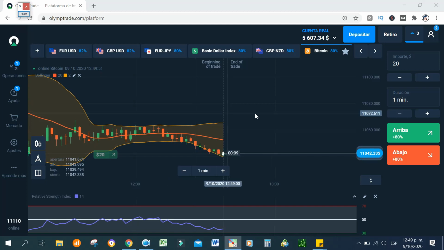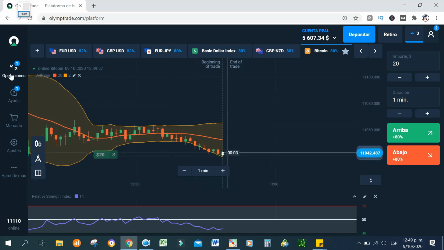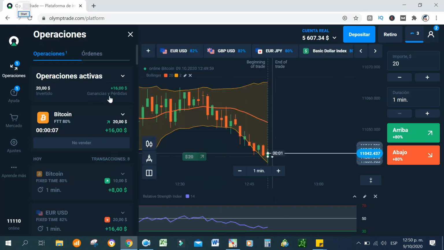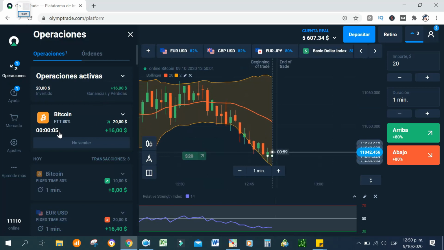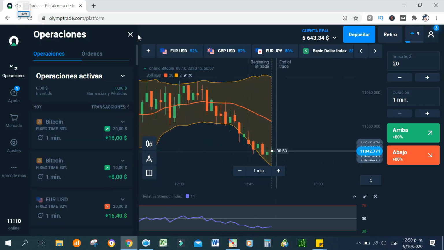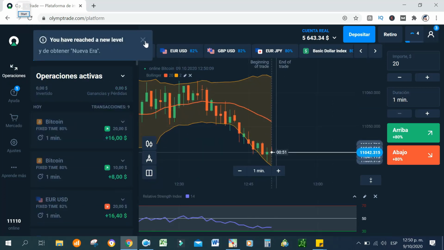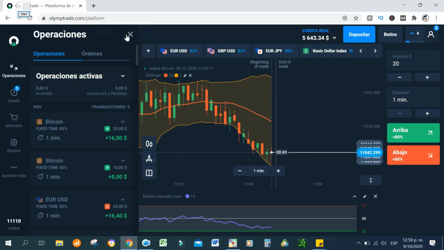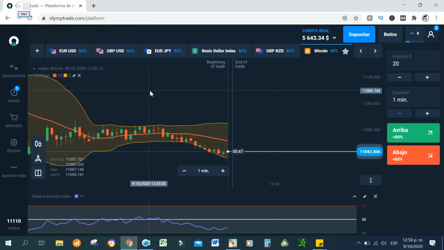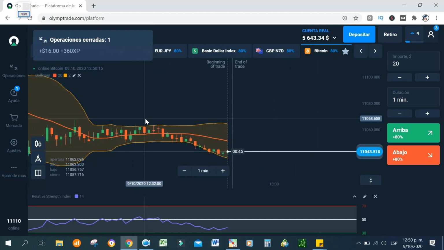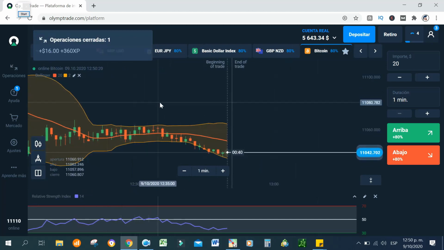Let's see how this trade expires. Okay, we are missing 5 seconds, 4 seconds, 1 second, and guys, we won this trade too. Guys, this is the best way to trade in this broker. Following this kind of strategy, it will make you profitable.